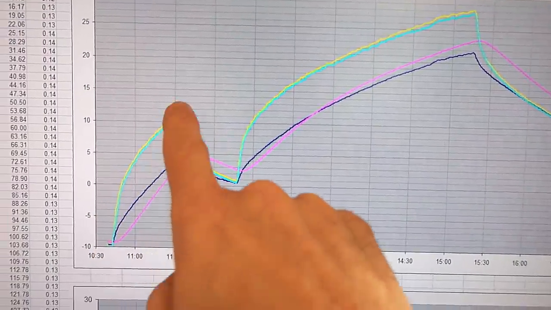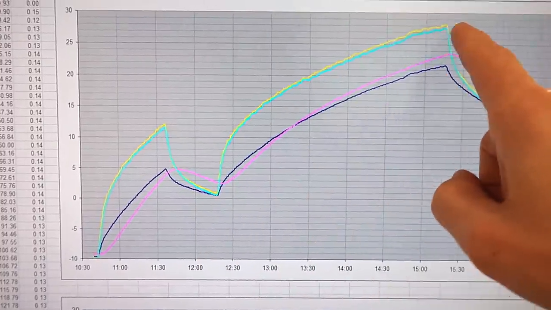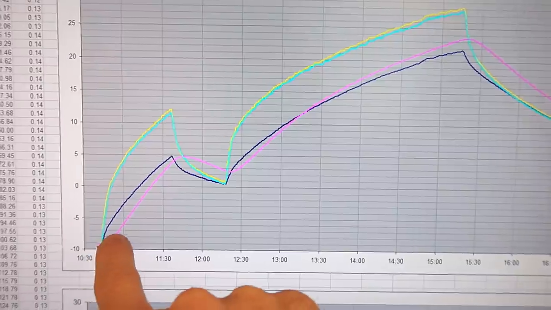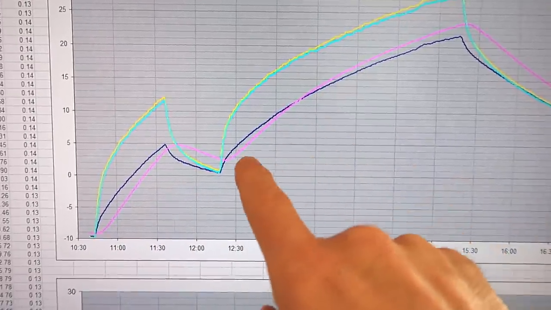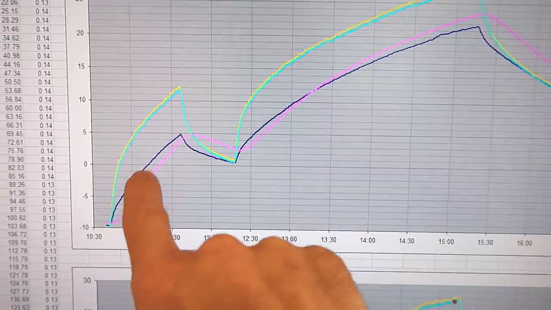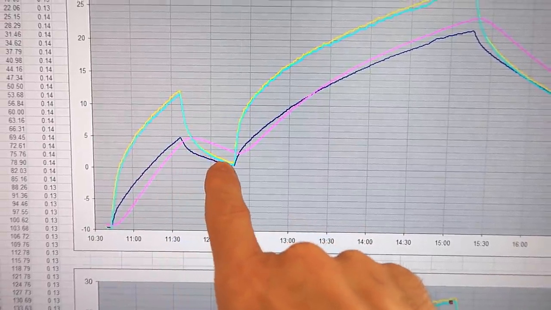The one in tinfoil and the one in air are almost the same, so that really didn't make a difference. The purple line is the sensor inside the sandwich of plywood. That's the wall plywood, but hanging in the air. And the blue line is the sensor that's taped to the back wall.